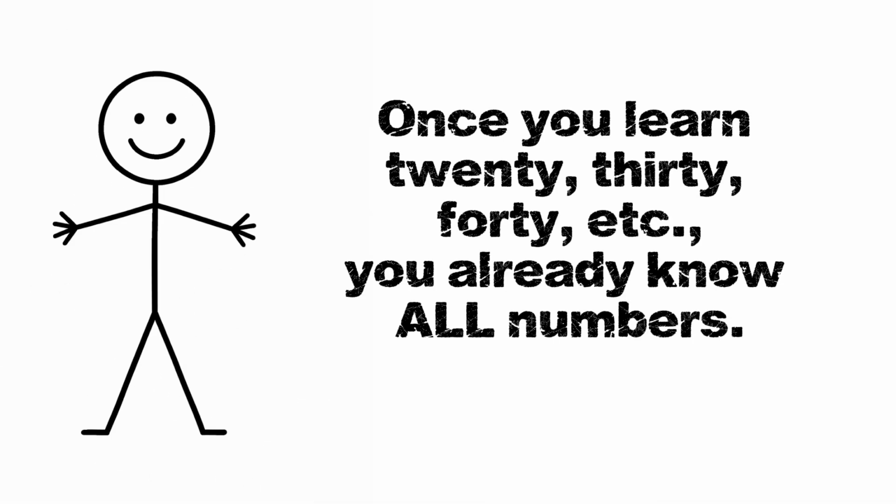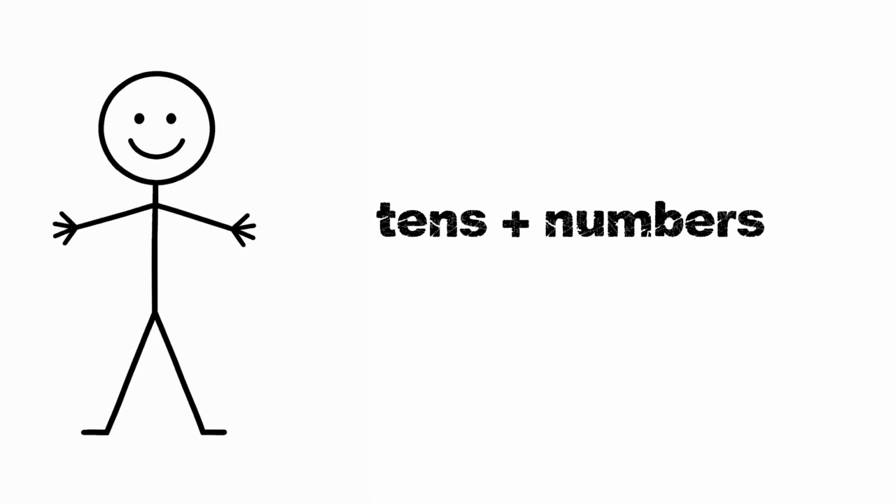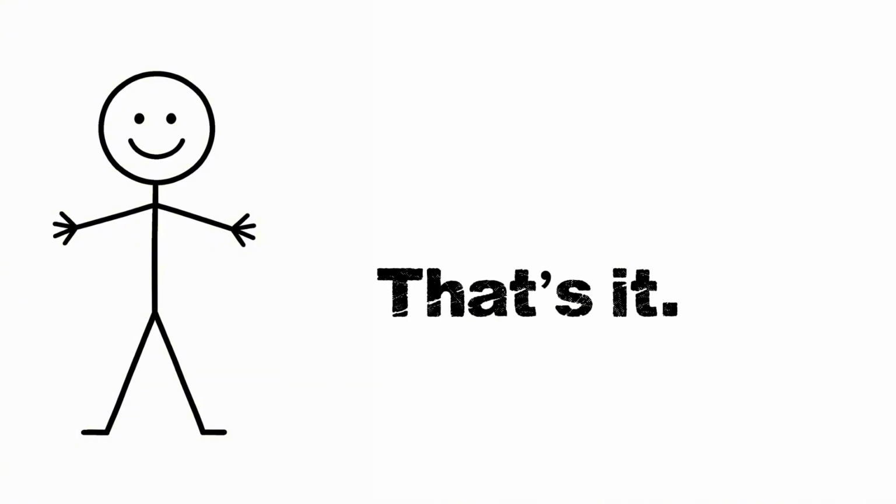Once you learn 20, 30, 40, etc., you already know all numbers. English numbers follow a simple pattern, tens plus numbers. Example, 20 plus 3 equals 23. 30 plus 7 equals 37. That's it.